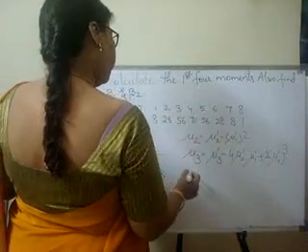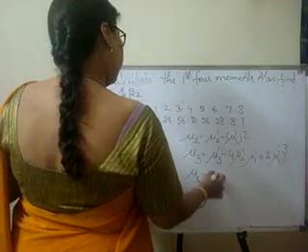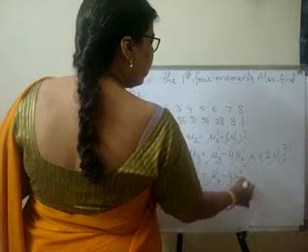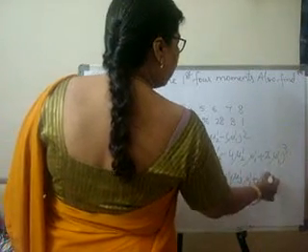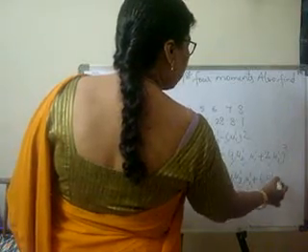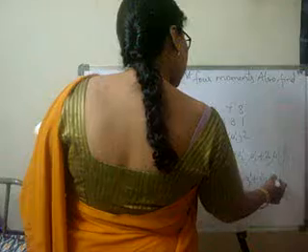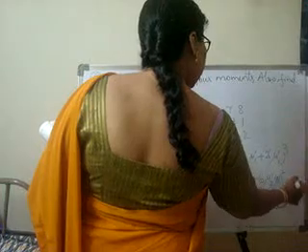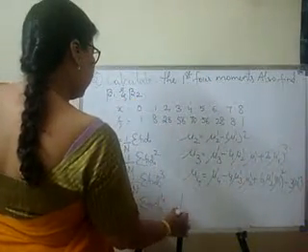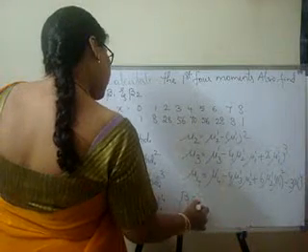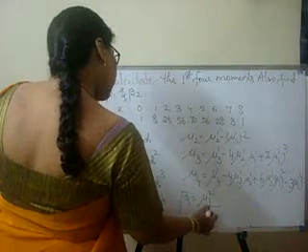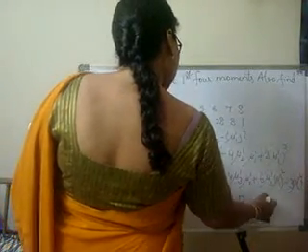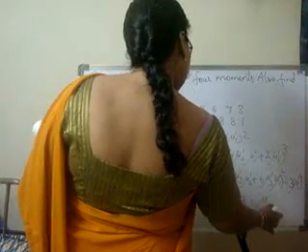Then mu4 is mu4 dash minus 4 mu3 dash mu1 dash plus 6 mu2 dash mu1 dash square minus 3 mu1 dash power 4, and beta 1 is equal to mu3 square by mu2 cube, and beta 2 is equal to mu4 by mu2 square.